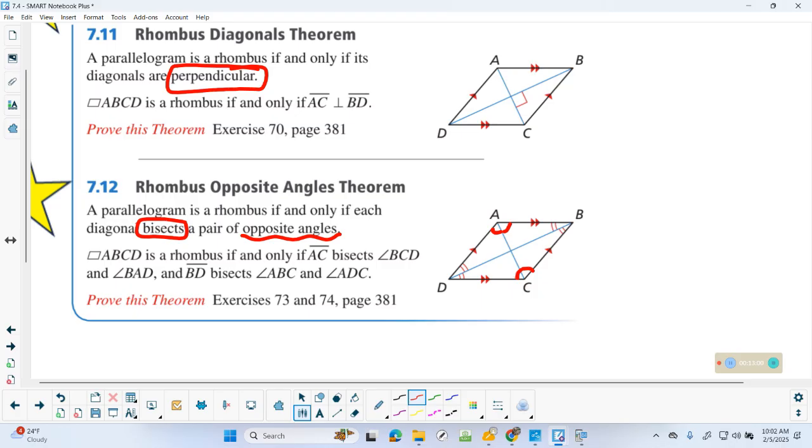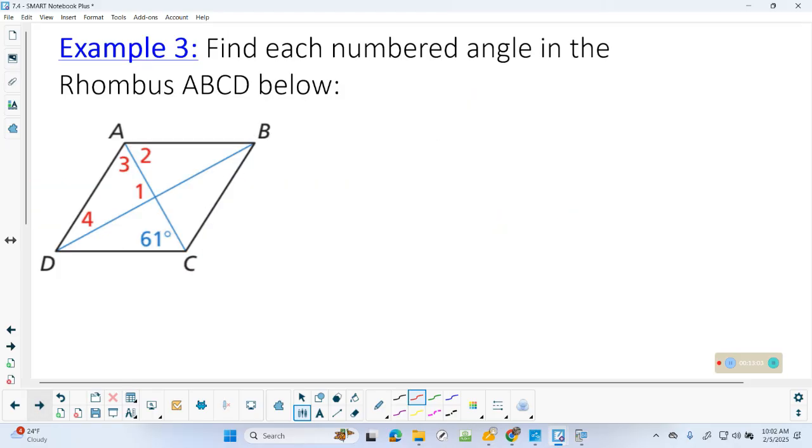All right, let's find some angles. Find each numbered angle in the rhombus. Okay, I'm going to start with the easiest one. Number 1. Diagonals on a rhombus are perpendicular, so I don't have to do any work. I'm just going to say measure of angle 1 equals 90. Got it. Piece of cake.